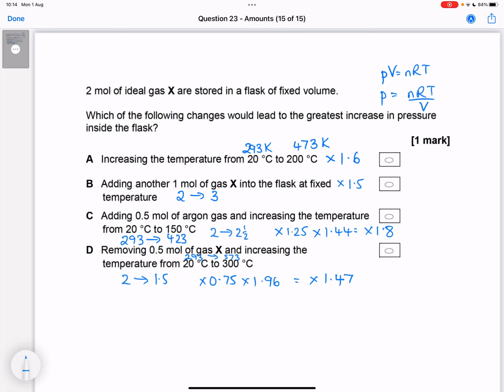So we're looking at these, and to find out which is the biggest increase, it is C. So that's quite a tricky question, quite a lot going on, but it is the last question on the paper.